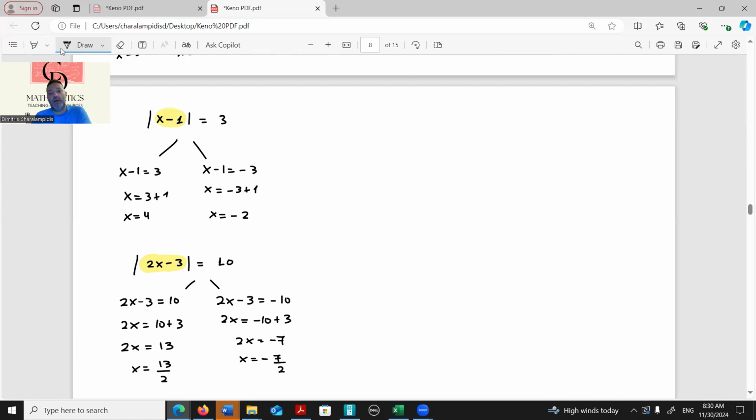Another one, absolute value of (x plus 1) over 3 equals 6. We don't care. Regardless of the expression inside the absolute value, we should simply take that expression and make it equal to the positive result or equal to the negative result. Then it's up to us to solve each case separately.